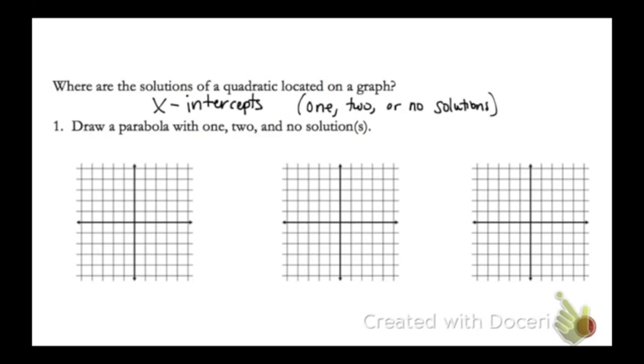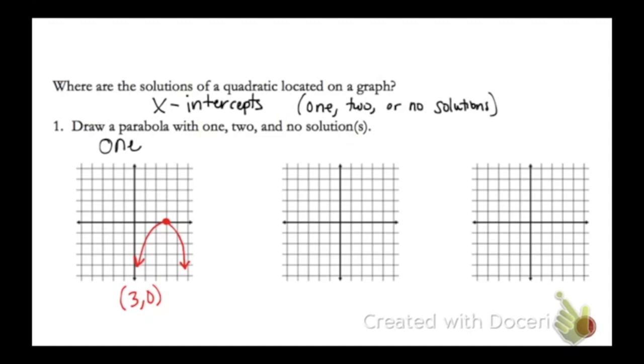Next, we're asked to draw a parabola with 1 solution, 2 solutions, and no solutions. So I'm going to start with 1 solution. That would be when my graph only touches the x-axis one time. So maybe that looks like this, where my graph only touches the x-axis once. In this case, my solution would be the point (3, 0).